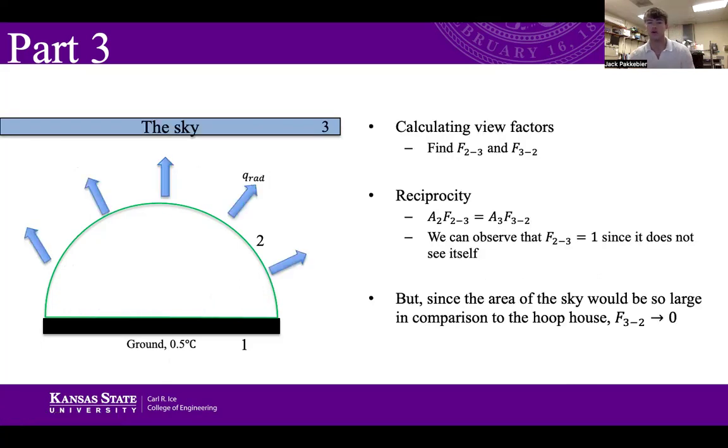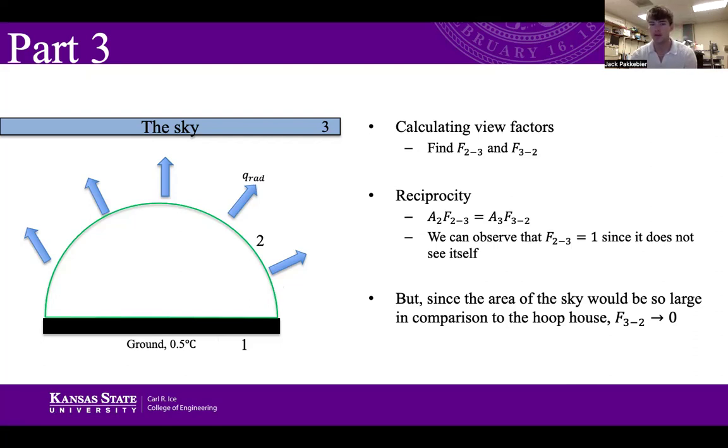Now, we can also try to find the view factors for the outside of the hoop house to the sky and the sky to the hoop house. So that'd be F2 to 3 that I've labeled and F3 to 2. Again, we can use reciprocity to aid in this. Also, from observation, I am going to assume that F2 to 3 is 1. I don't know if this is a perfectly reasonable assumption, as some of the radiation from the hoop house could be going down, which would be going into the outside ground. But I'll be assuming that it's 1.